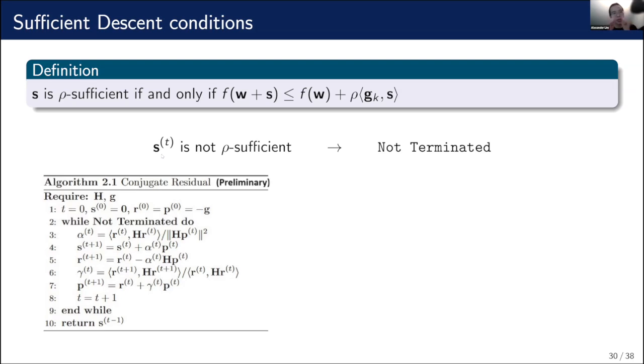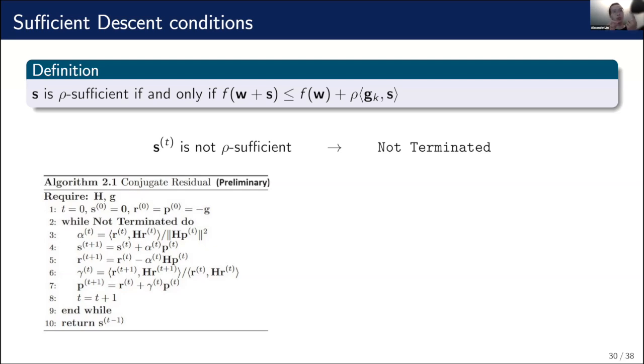Okay, so this is what it says. At the first iteration, you iterate, right? And after you iterate the first iteration, you get S1. Now you ask the question whether or not S1 is rho sufficient. If it is, that means that it produces a good descent. Then it means it's worthwhile to go to the next step, to go to the next iterates within the CR solvers.